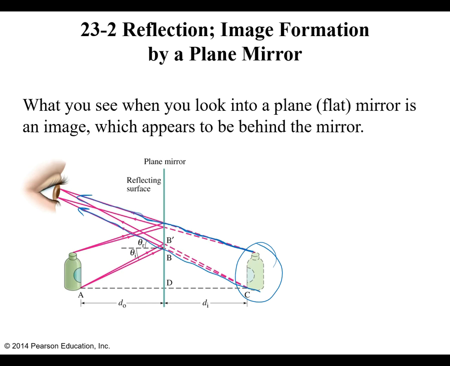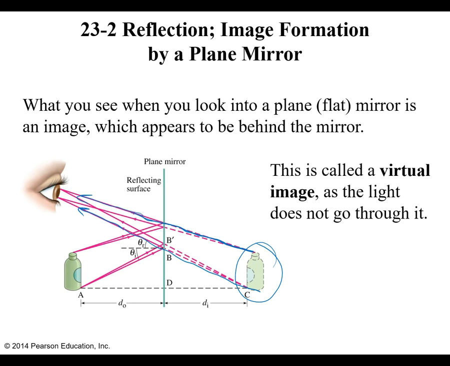This particular example is something that we call a virtual image. A virtual image is an image that happens in a place where light does not go through it. So in this case, all the light was happening on the left side of the mirror, but the image appeared on the right side where none of the light's actually happening. So this is a virtual image.